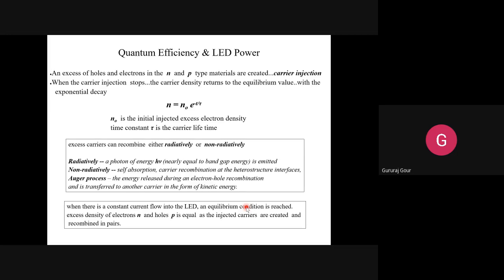And the equilibrium or stabilization means the excess density of electrons in the n region and holes in the p region is equal, as injected carriers are created and recombined in pairs. Created means they are actually injected and recombined. Because of injection only, recombination is happening. In other words, what he is telling is the law of conservation: energy can neither be created nor destroyed. Whatever you injected should be recombined. That's all.